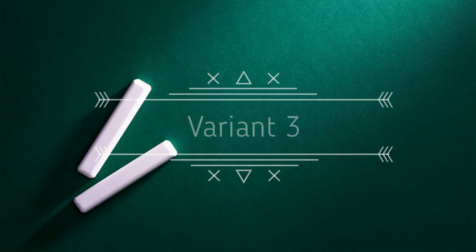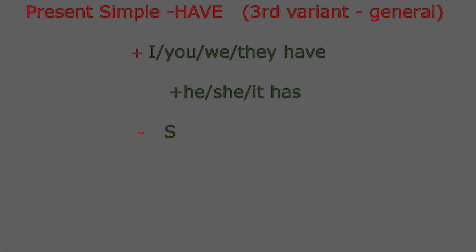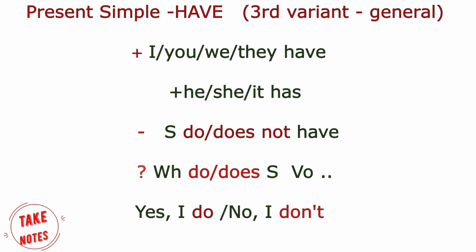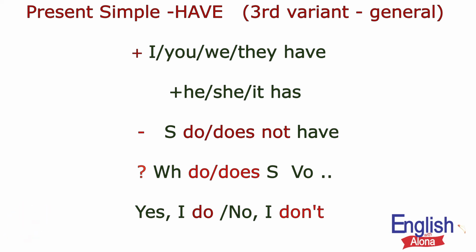I don't have it. And the last variant, which I call a general one, because we form all the sentences here according to the general rule of the present simple. For I, you, we, they, again have. For he, she, it it is has. In the negative, you will need do or does, as well as in the question. Okay, so basically that was all about the structure of the present simple tense.